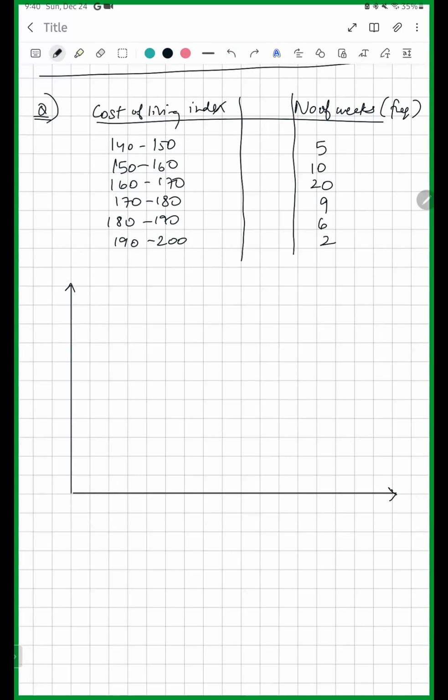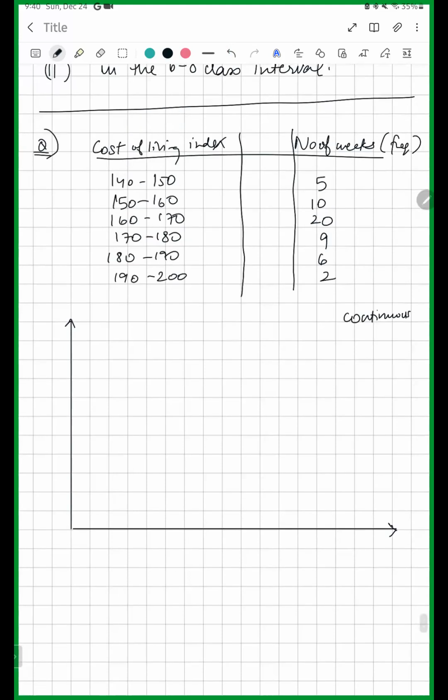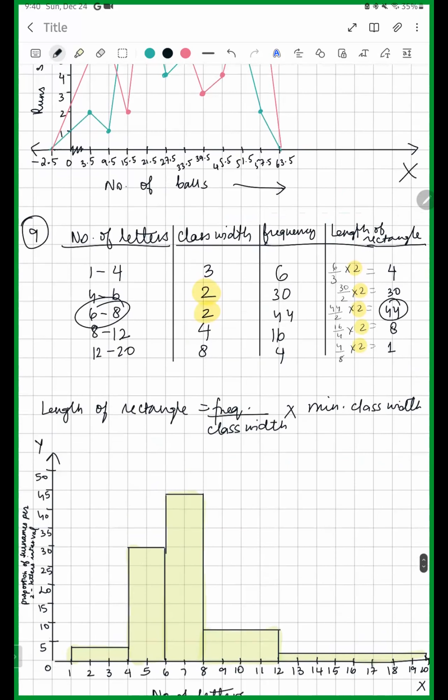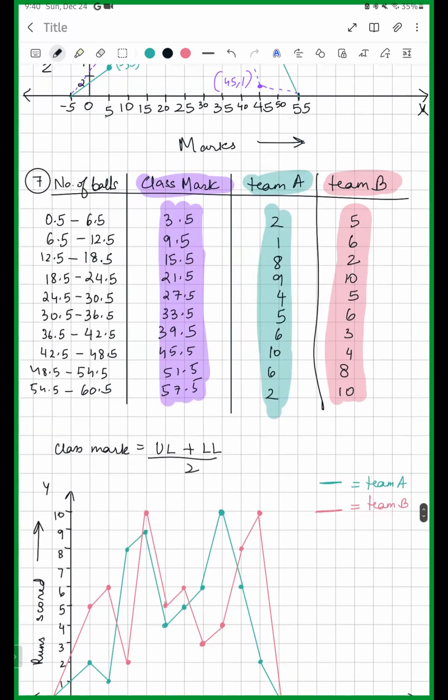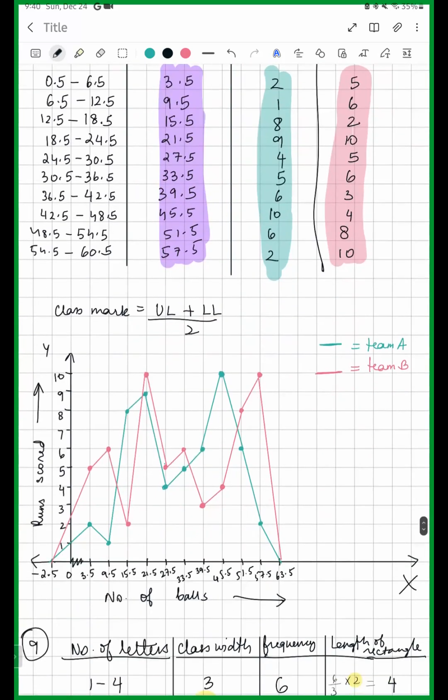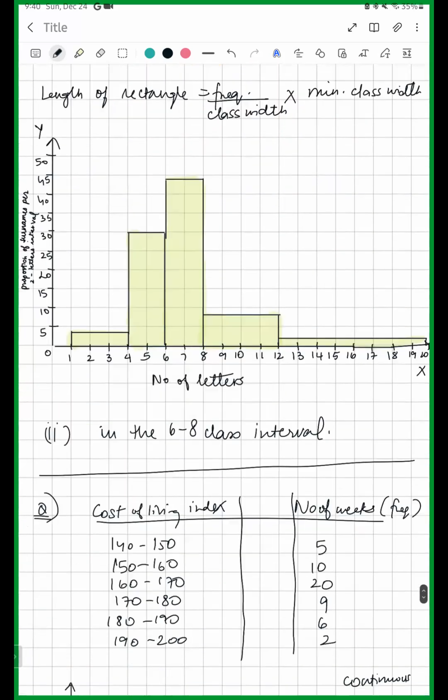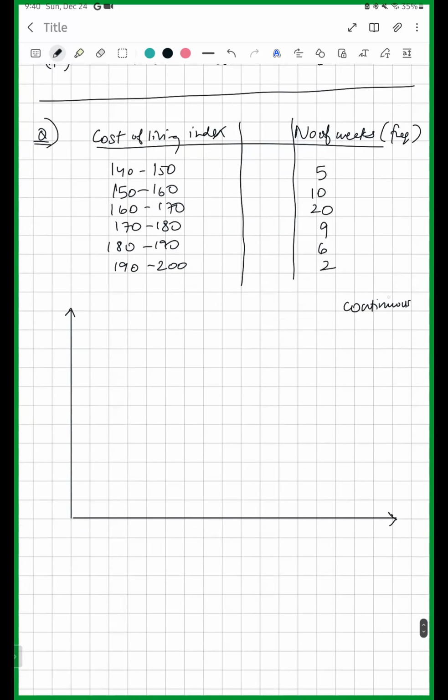So we have to check two things when we are going to make a histogram. Number one, is it continuous or not? If it's not continuous, like we did in one of the previous questions, question number 7 of the last exercise, it was 1 to 7, then 7 to 13, then you have to make it continuous. Then look at the class width.